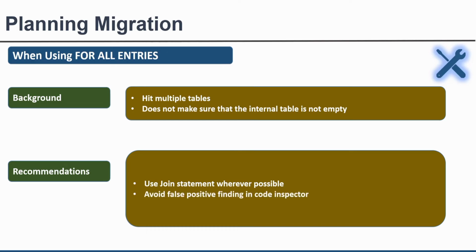In the code inspector, try to avoid false positive findings. Still, it is possible that the table was already checked at some other place in the flow. In case of false positives, it is still suggested to do a correction to help the scanner. In the long term, this will help to easily detect the erroneous use cases and avoid performance issues.